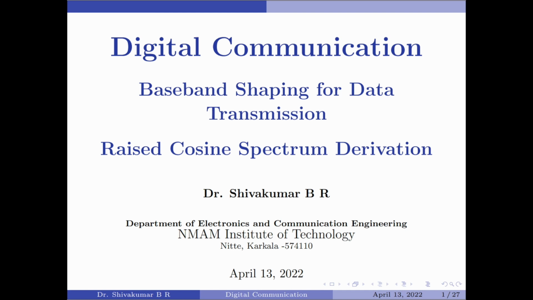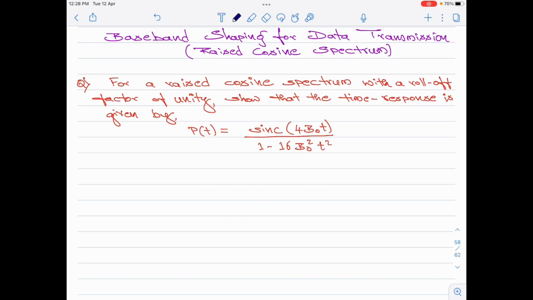In this video, I am going to take up the derivation on the raised cosine spectrum. Let me read out the problem at hand first. For a raised cosine spectrum with a roll-off factor of unity, show that the time response is given by P of t equal to sinc 4 b naught t divided by 1 minus 16 b naught square t square. Right, let us start with the solution part.